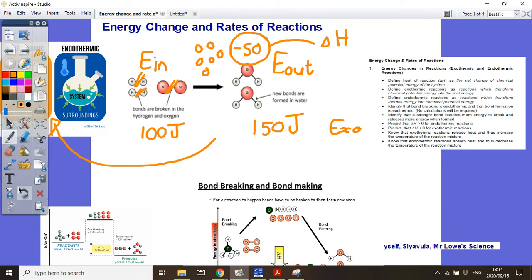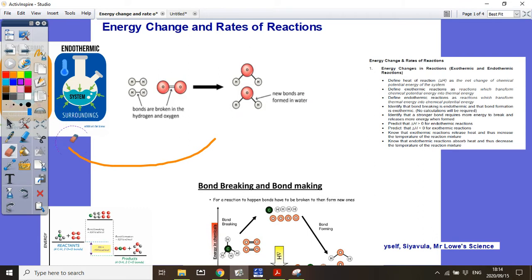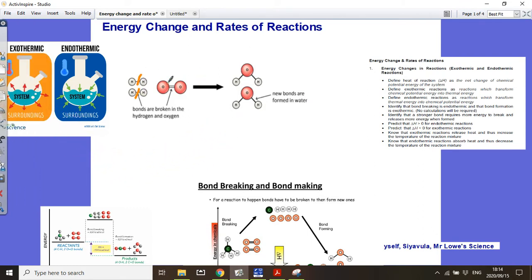I'm going to do the same thing again. This specific reaction will be an exothermic reaction. But just for the sake of the example, let's say somewhere in a different universe, this bond breaking here, still it will be energy in always, because bond breaking always requires energy.